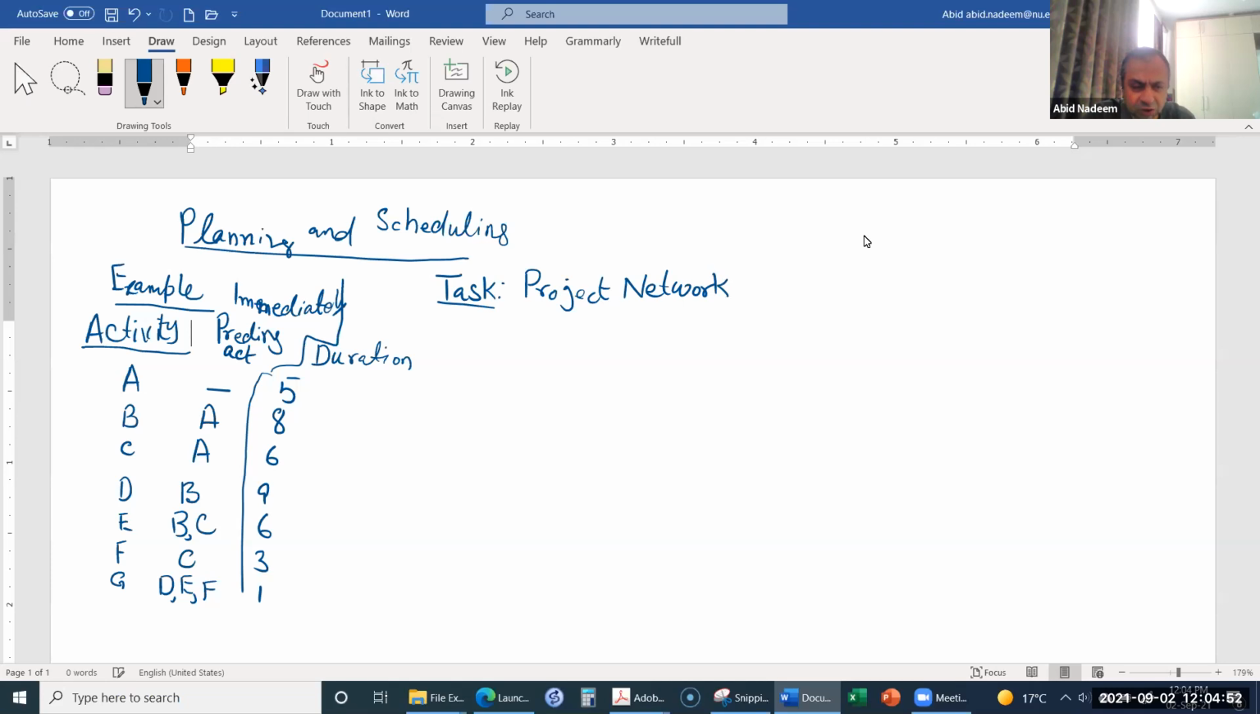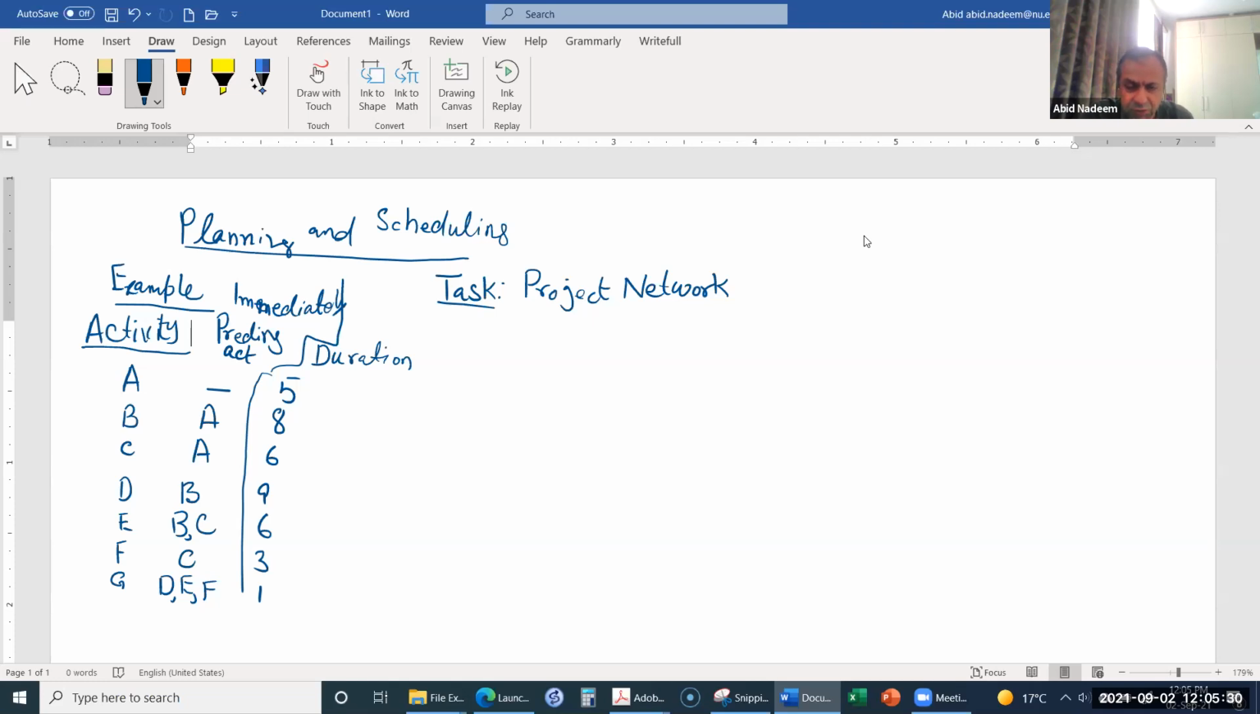Okay, so suppose we have a project in which we have activities A, B, C, D, E, F, and G. For each activity, we know which activities immediately precede it. So for example, for B, the immediately preceding activity is A, for C it is also A, for D it is B, etc. And for each activity, we have also estimated the duration. So if we have this information, can we draw the project network? So we will draw the project network.